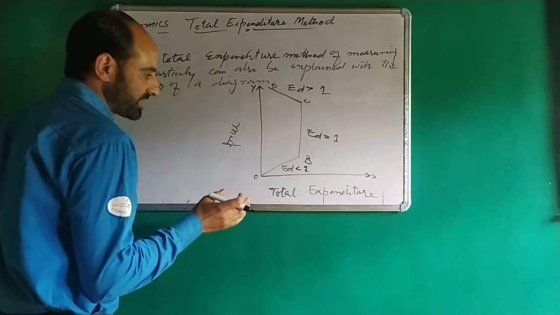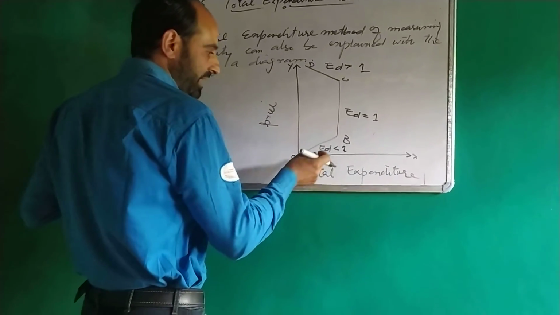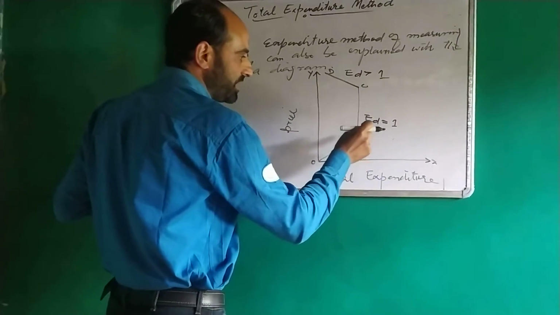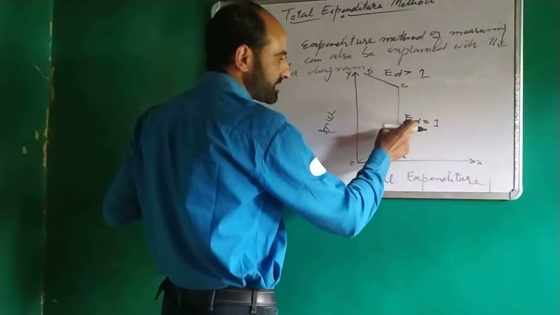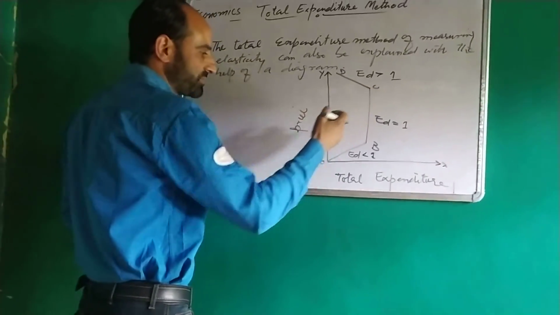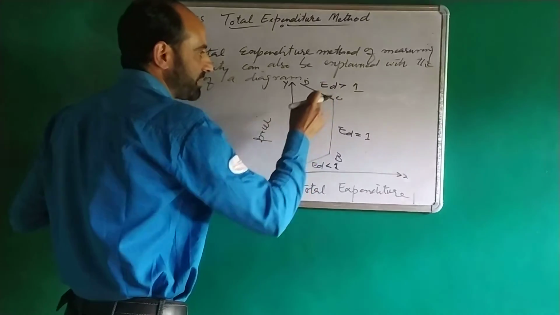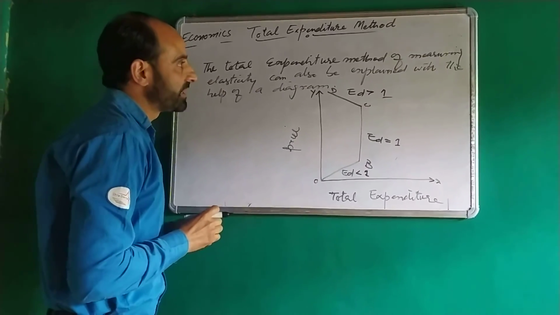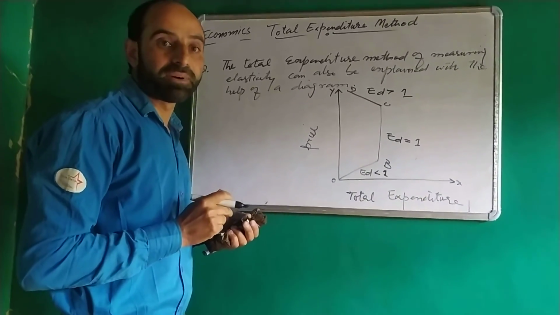From O to B, it's clear. Price and total expenditure move in the same direction. Hence, elasticity of demand is less than 1, or less than unity. From B to C, total expenditure remains the same due to change in price. Hence, elasticity of demand is equal to 1, or equal to unity. And from C to D, there is fall in total expenditure due to change in price. Elasticity of demand is greater than 1, or greater than unity. This is the total expenditure method of measuring elasticity of demand.